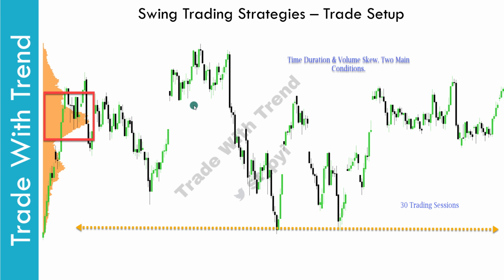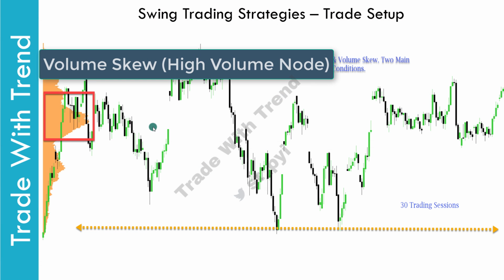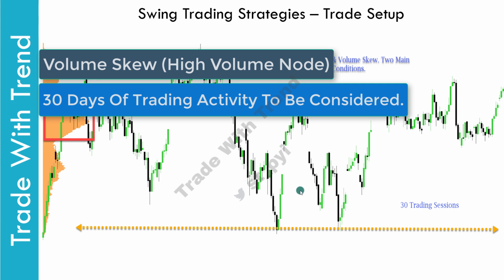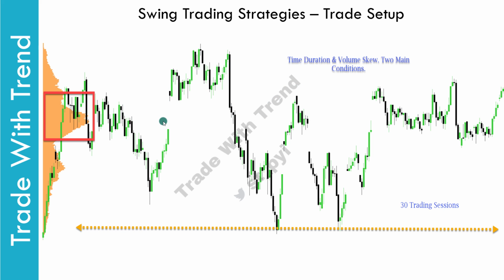So in order to trade this strategy successfully, there are just two main criteria that need to be fulfilled. Number one, you need to identify a volume skew on the chart. That is, high volume node should be clear and prominent. And number two, at least 30 days of trading activity should be considered for this high volume node region. Now, once these two conditions are met, you then need to wait for price to decisively move above the high volume node region, that is above the point of control and value area of high volume node. Now let me show this to you on the chart and explain the entry method for this strategy.